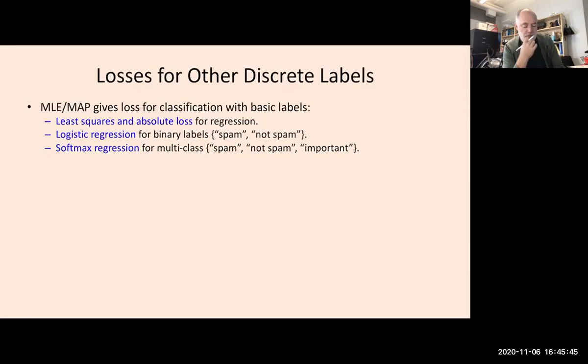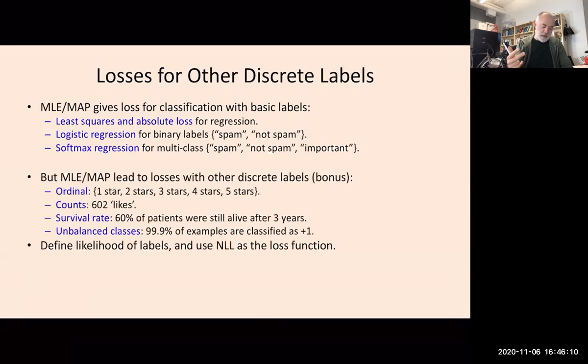It also helps us think about different kinds of losses, and being able to write down losses for more complex kinds of regression or classification problems. So MLE and MAP give us losses for classification with basic labels, least squares for regression, absolute loss for regression, logistic regression for binary labels, softmax regression for multi-class.